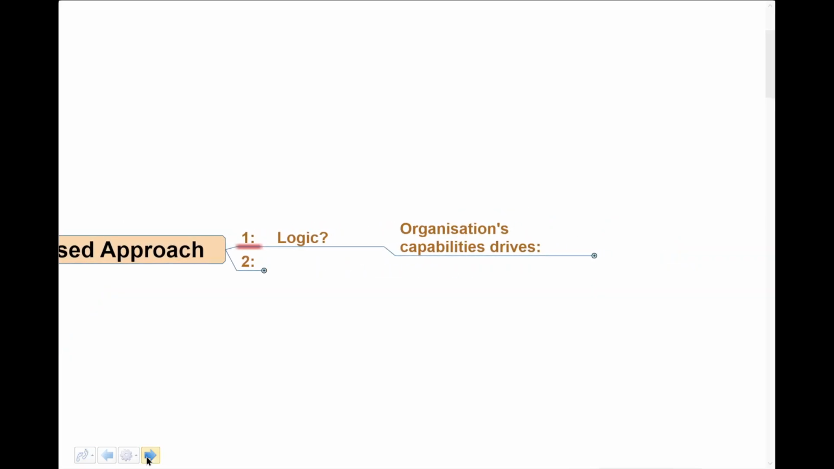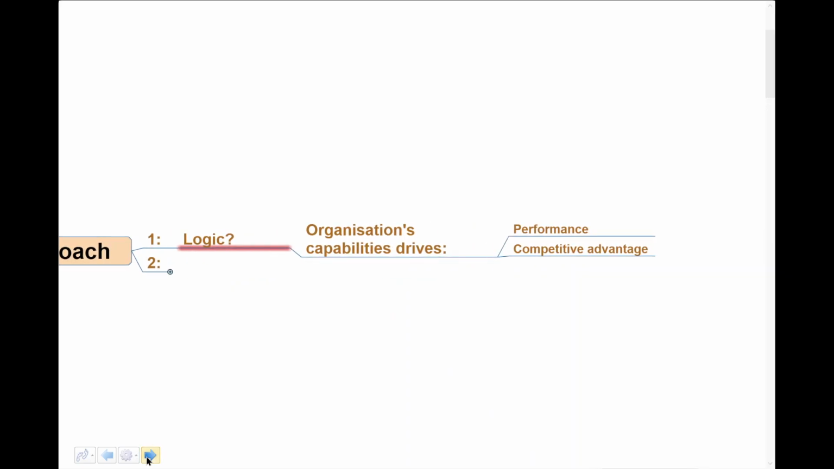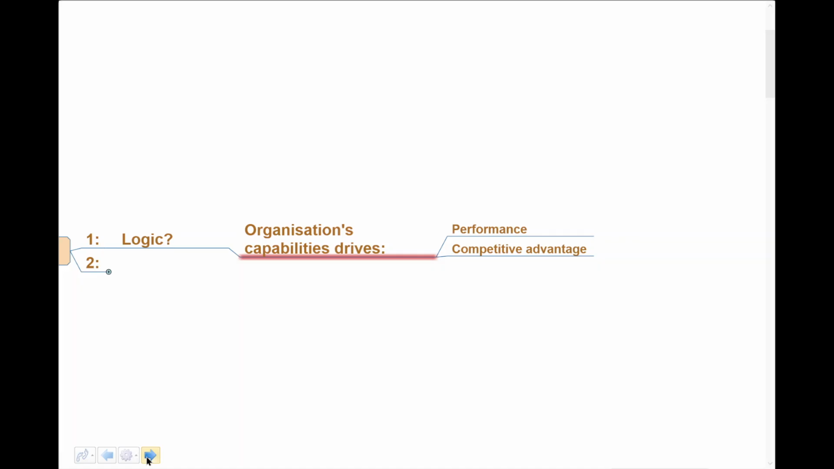So what's the logic behind it? Well, the logic behind a resource-based approach to strategy is to suggest that an organization's capability drives two key things. It drives the performance of the organization, in other words, the results, and indeed the competitive advantage. So rather than simply saying we need to look externally, we need to use PEST, Porter's Five Forces, Porter's Diamond, etc., let's start the process by looking internally. What are we good at?